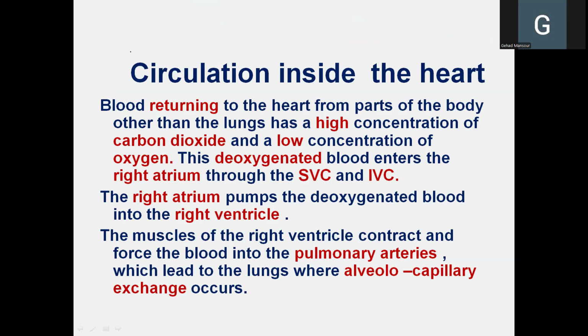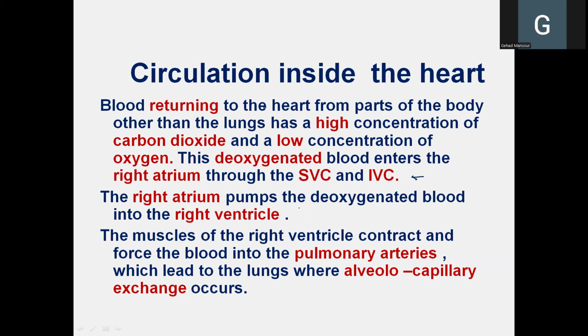So, circulation inside the heart: blood returning to the heart from all parts of the body other than the lungs, but there is some deoxygenated blood that also comes from the lungs, and we will be explaining this later on, has a high concentration of carbon dioxide and a low concentration of oxygen. And this deoxygenated blood enters the right atrium, as I have just explained, from the superior vena cava and inferior vena cava. I'm just reading what's on the slide.